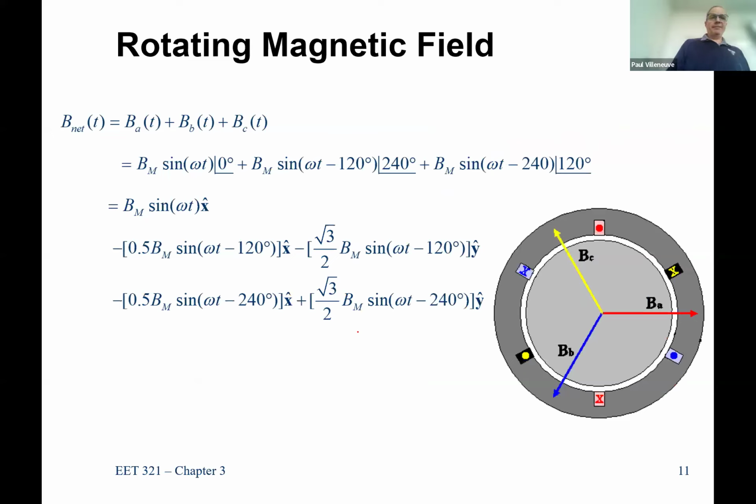Here's the math behind it. If I start out with 3 currents, right? So here are my currents flowing through. Where did I get these numbers from? Do you know? Where did I get the angle of 0, angle of 240, angle of 120?